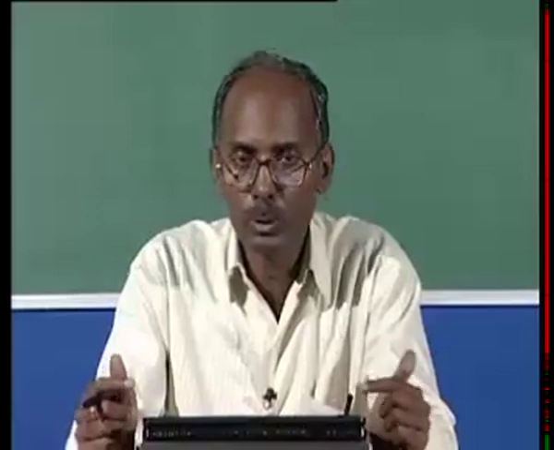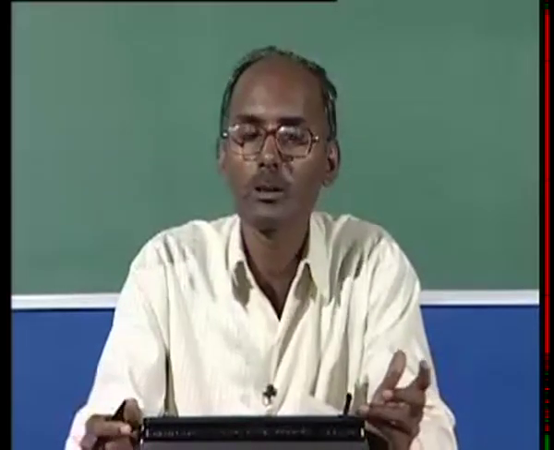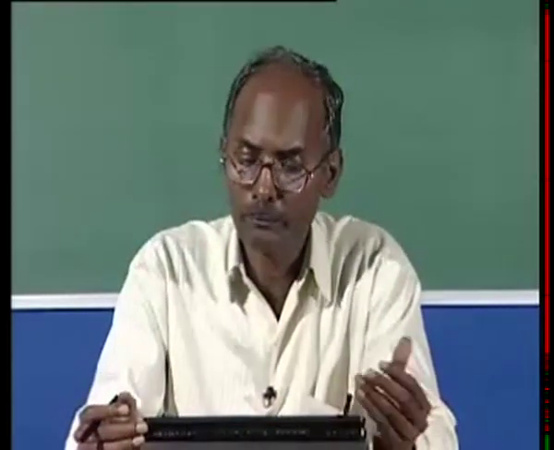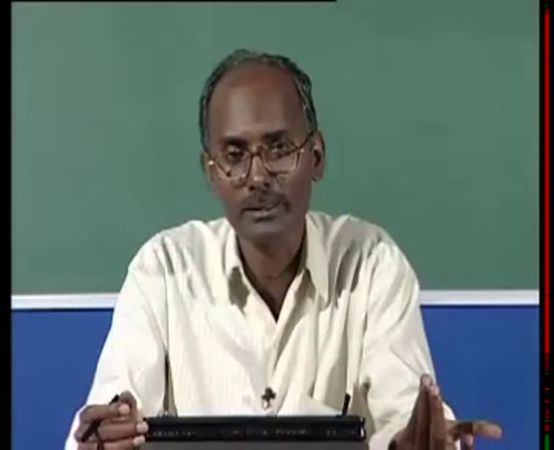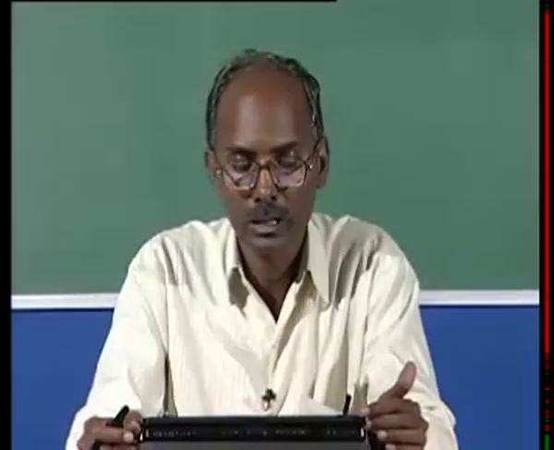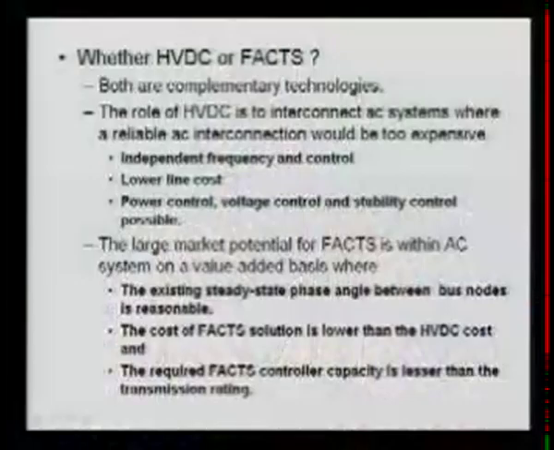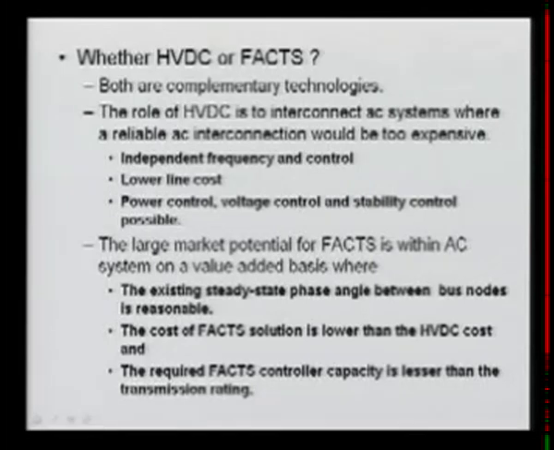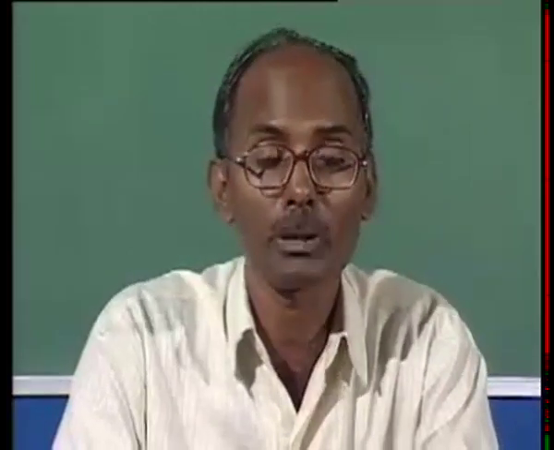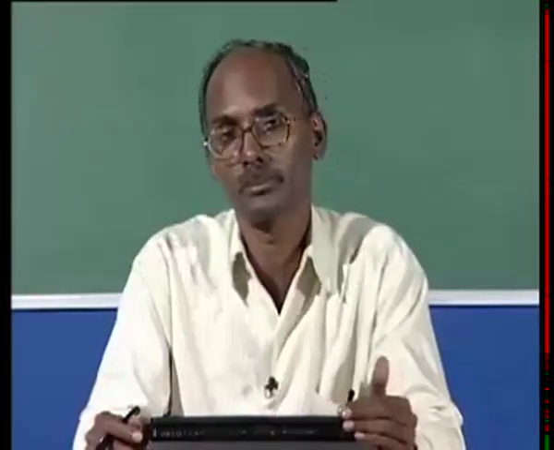So here both are using power electronics devices. In HVDC also we use converters, which we will see in the next module of the lectures, and the FACTS controllers also use power electronics devices. So these two, FACTS as well as HVDC, are complementary technologies. The role of HVDC is to interconnect AC systems where a reliable AC interconnection would be too expensive. Or if you want to transmit power over a long distance, more than 600-700 kilometers, AC is not practically feasible and it is very expensive, because you have to go for several stages of compensation.